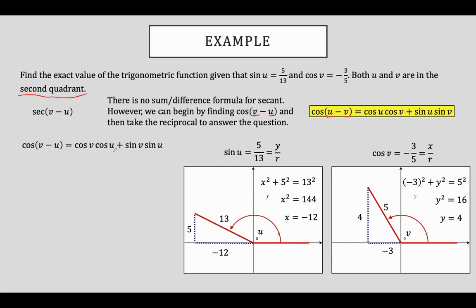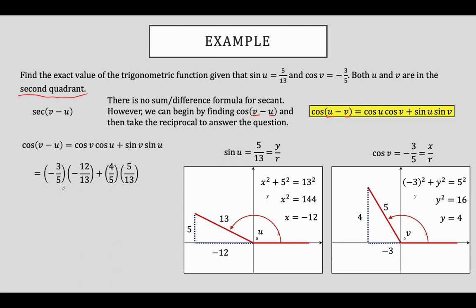Cosine v cosine u plus sine v sine u. Well, the cosine of the angle v, here's my angle v. Cosine is x over r, negative 3/5, times the cosine of u, x over r, negative 12 over 13, plus the sine of v. Well, the sine, that's y over r. That's going to be 4/5 times the sine of u, y over r, that's 5 over 13. Negative 3/5 times negative 12/13 plus 4/5 times 5 over 13.